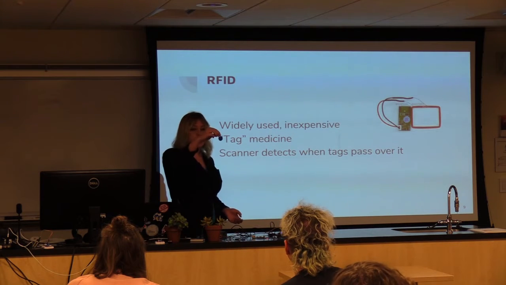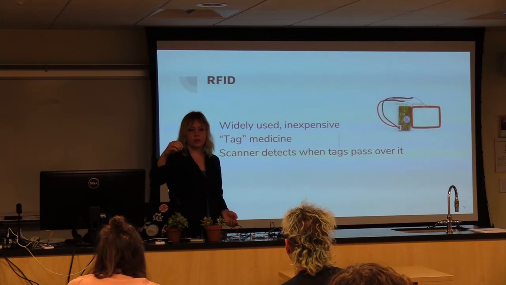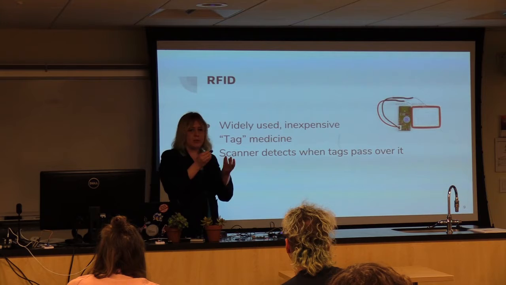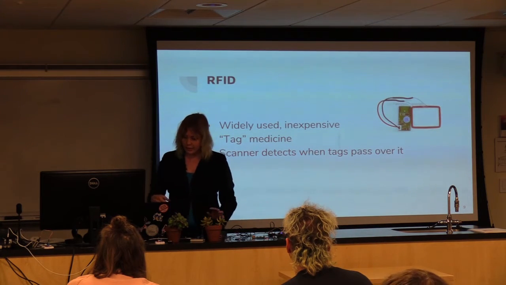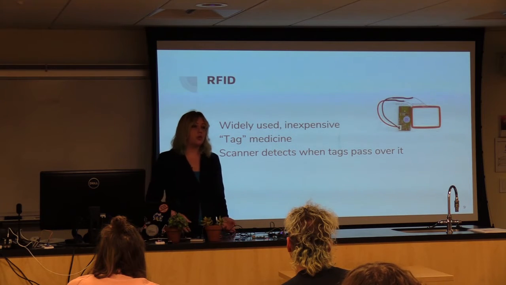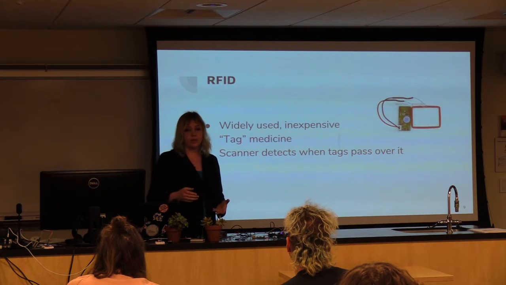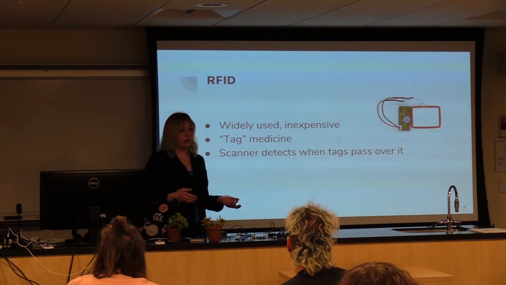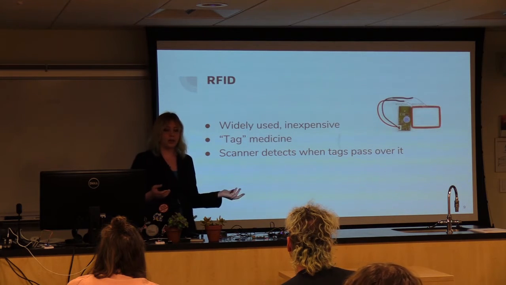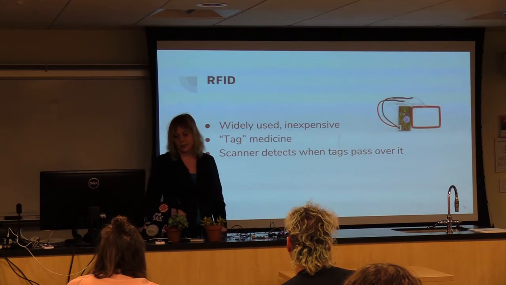So here's one of the tags that I used for my project. This is just a prototype. In a final solution, it would be smaller, maybe integrated into the bottle. The scanner detects when tags pass over it. So if you put the scanner in a place where you would normally keep your medicine, and the medicine bottle is tagged, then when you take your medicine out, you're scanning your medicine bottle without even thinking about it. So it's not something that you necessarily have to remember to run over a scanner.